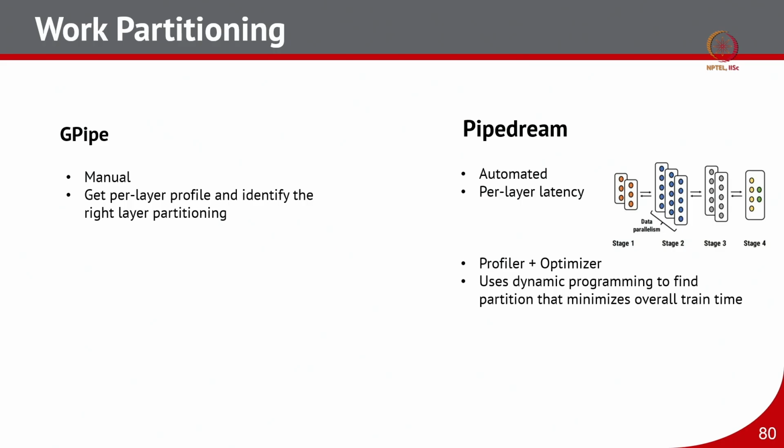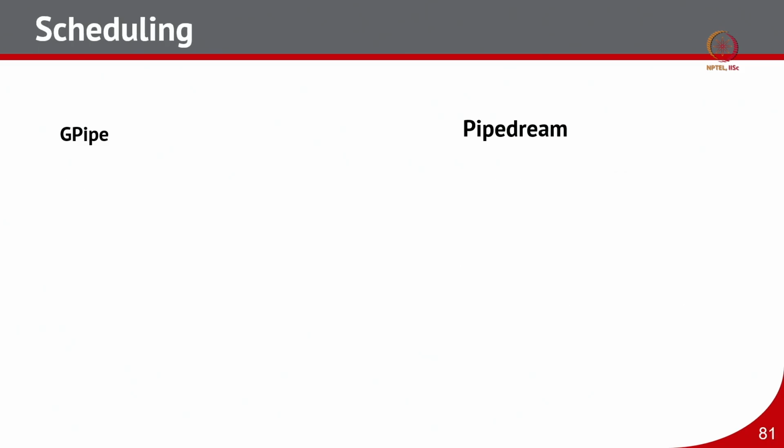But GPipe is manual. I mean, you do the per layer profile and then identify the right layer partitioning. So it's probably a design space exploration search in GPipe, right? Now that's the work partitioning.